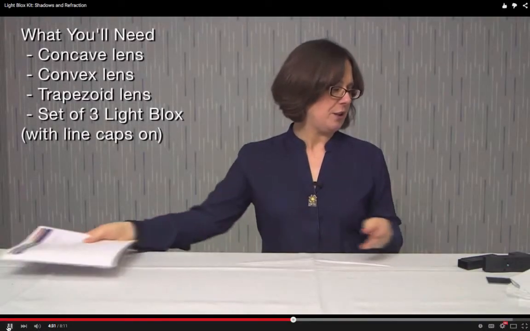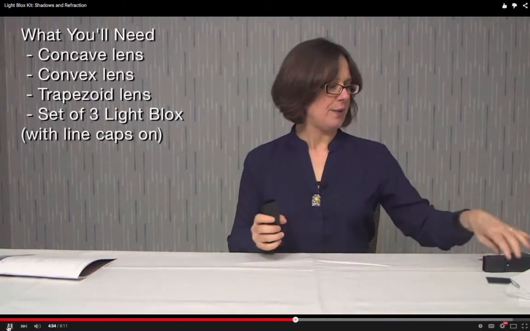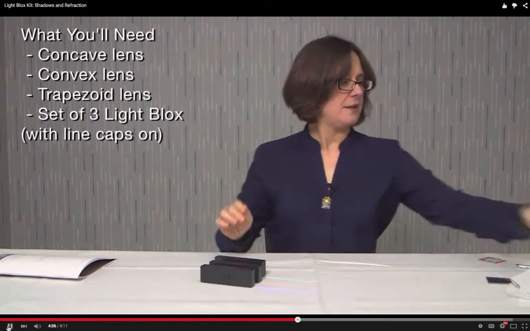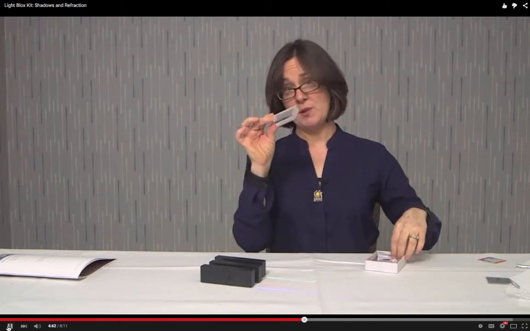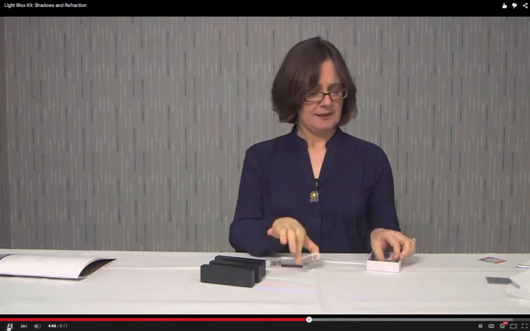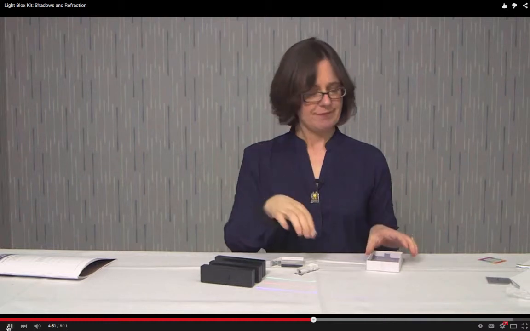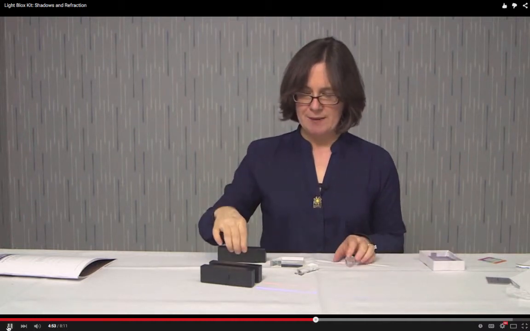The first thing you're going to want to do is take out all three of your light blocks and get your set of lenses. And if you remember, we started with one is a trapezoid, one is a double concave lens, and then we also have a double convex lens.